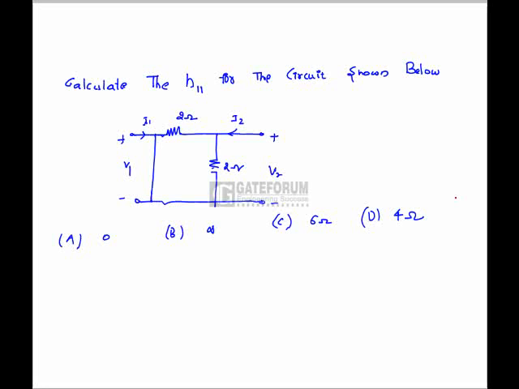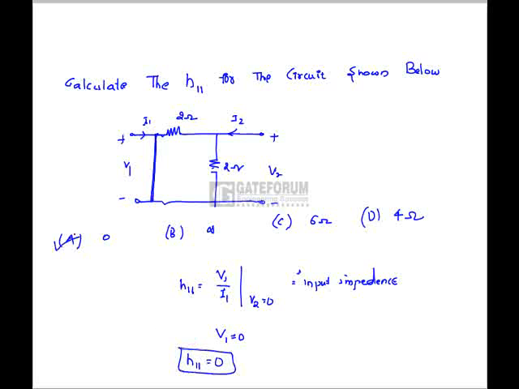Here, the question is, calculate the H11 for the circuit shown below. The definition for the hybrid parameter H11 is nothing but V1 by I1 with V2 equals to 0. That means we have to calculate the input impedance. But see, the input side is short circuited, meaning V1 is 0, hence H11 is 0. Hence option A is correct.